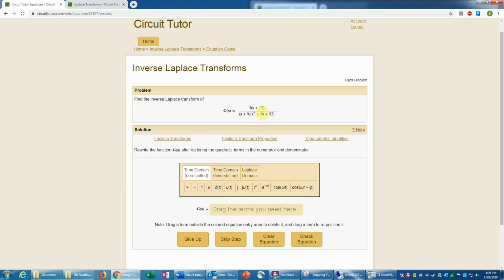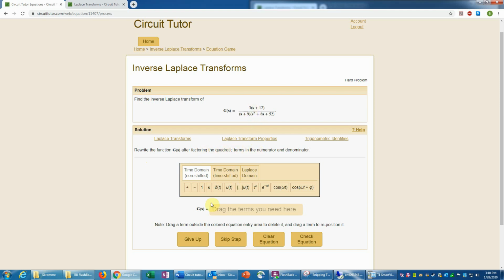So we can check the discriminant. B squared is going to be 64, since b is 8, minus 4ac. Well, that's 4 times 52 is going to be over 200. So clearly that's going to be negative. So I am going to have complex conjugate roots for this quadratic term. So again, the first step it's asking you to do, again, always read what it's asking before you enter the answer, is to factor the quadratic term.